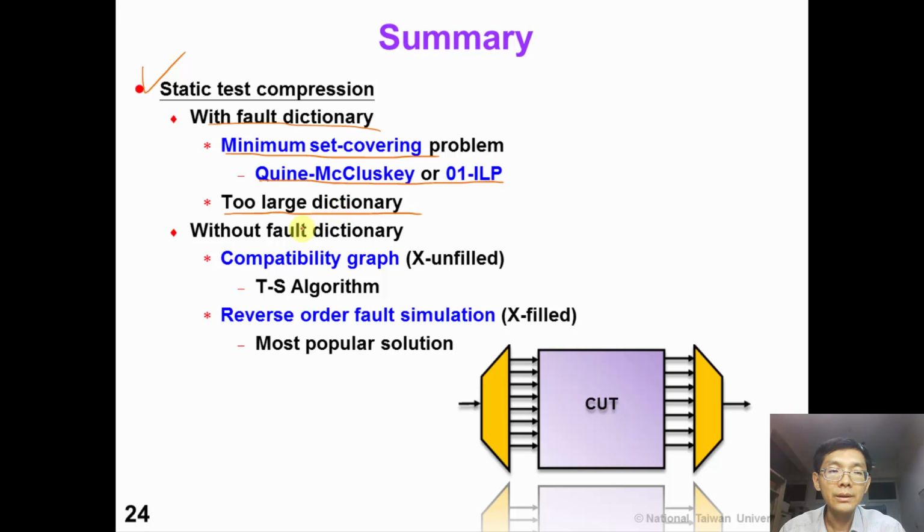And the second case is compression without fault dictionary and with X-filled test cubes. This problem can be modeled as compatibility graph problem, which can be solved by Tseng-Siewiorek Algorithm. Finally, with X-filled patterns, we can use reverse order fault simulation to compress the test pattern. This is the most popular and practical solution so far.